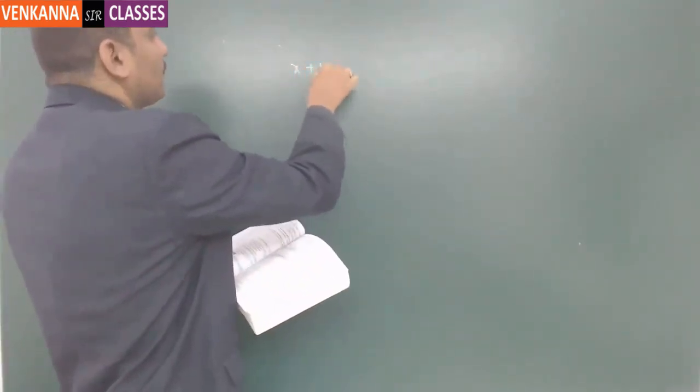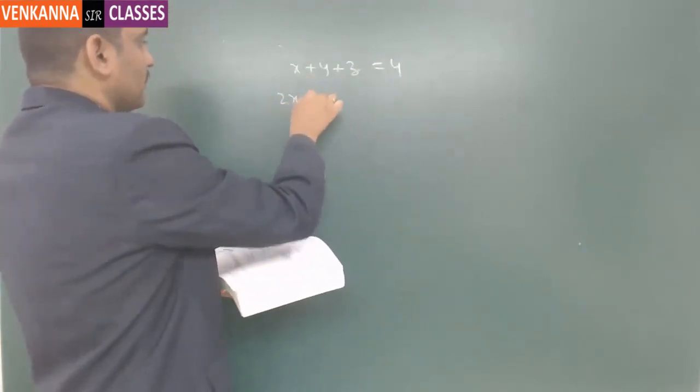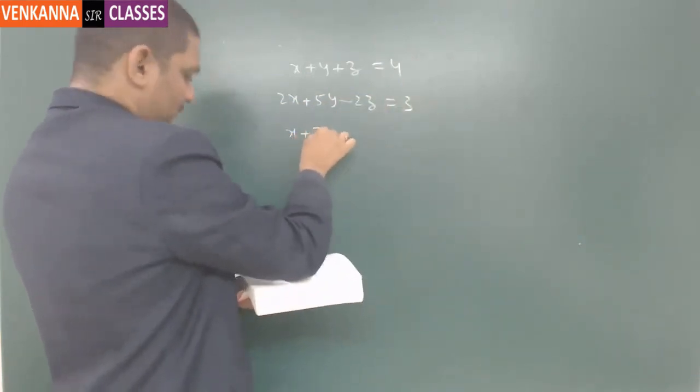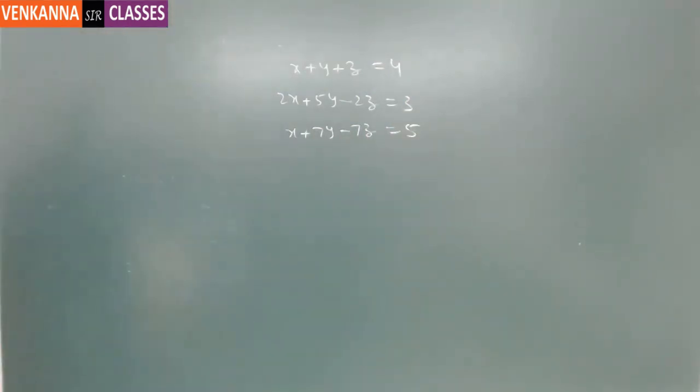So let us take the problem that x plus y plus z equal to 4, 2x plus 5y minus 2z equal to 3, x plus 7y minus 7z is equal to 5. Now the thing is, we are going to verify whether the system is consistent or not. If it is consistent, then we are going to find its solution. Since it is a non-homogeneous system, let us write the corresponding augmented matrix straight away.